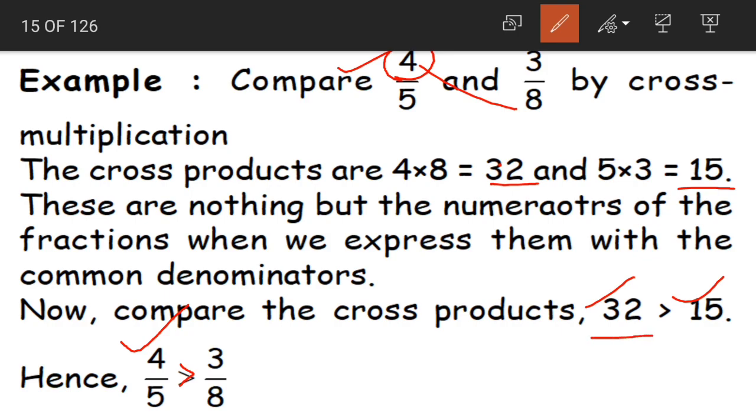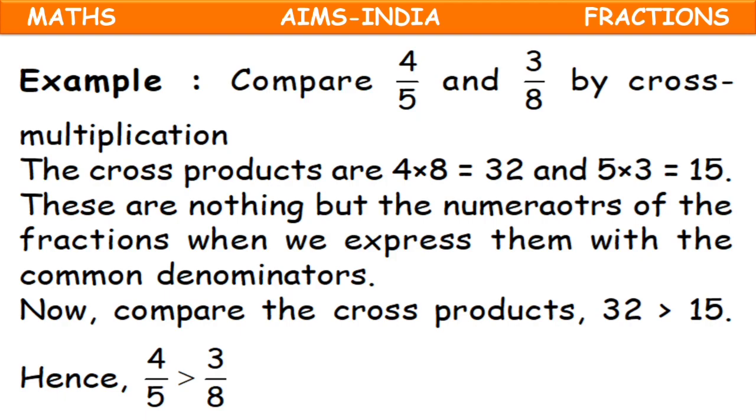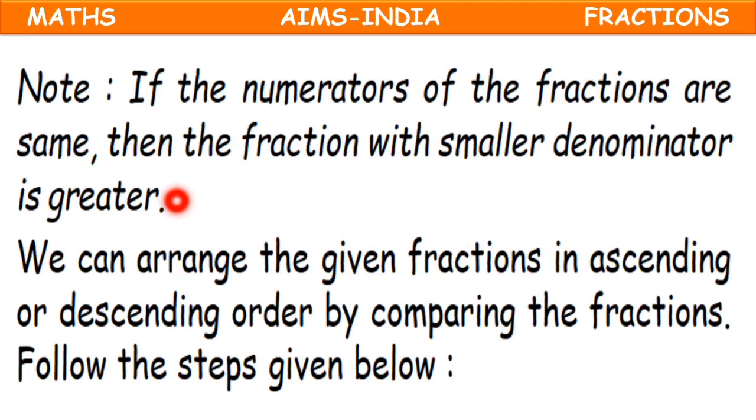Understood children? What was this 32? How did we get it? We got 32 by multiplying 4 and 8. Now here 4 is the numerator of the first fraction 4 by 5. So the fraction 4 by 5 becomes greater than 3 by 8. We have to look for the numerator in the product. The greater product has the numerator of 4 by 5, so 4 by 5 becomes our greater fraction. Understood children? Cross multiplication?